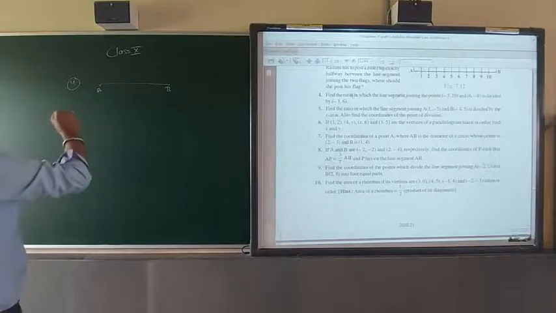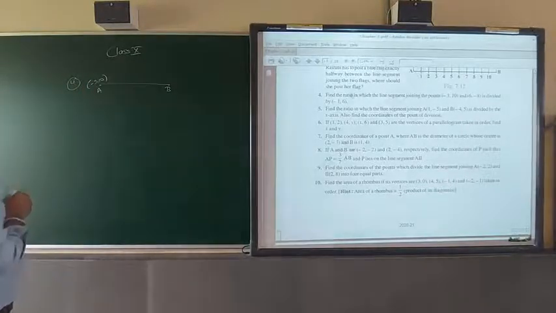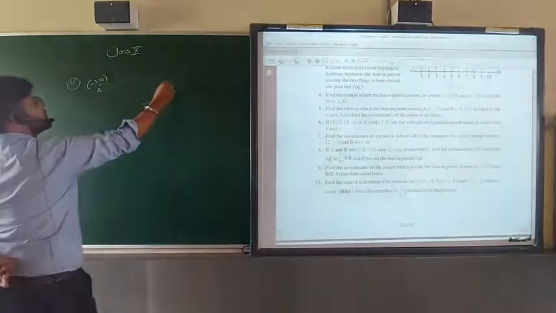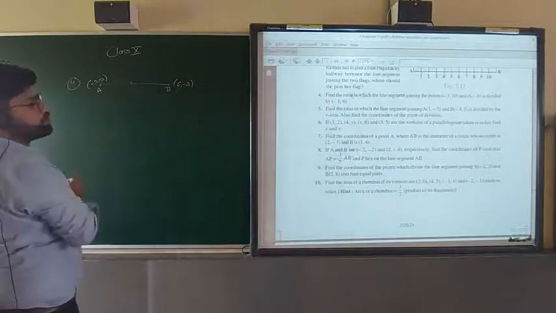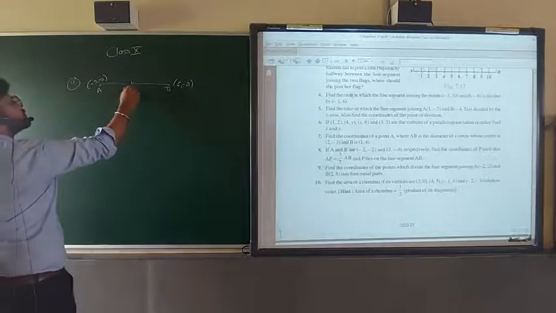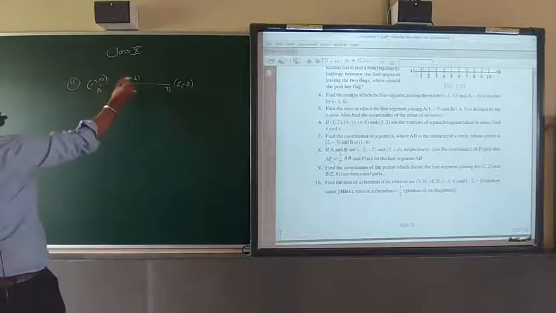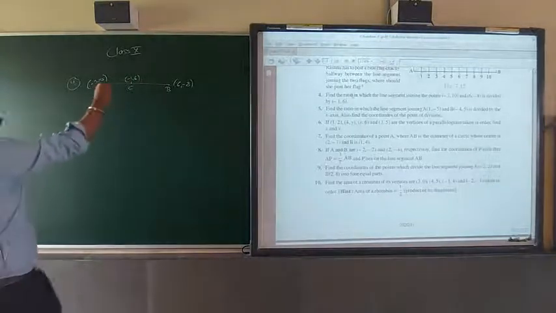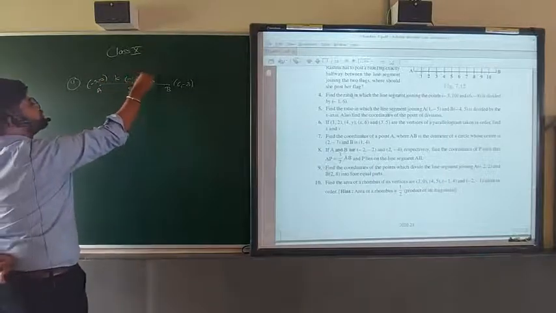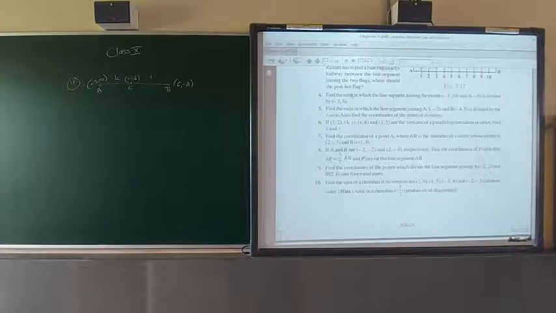That is (-3, 10) this point and (6, -8) this one is divided by this point (-1, 6). We have to find the ratio. Now listen, whenever we have to find the ratio, we take the ratio k:1. Now a formula was there that I will write here.